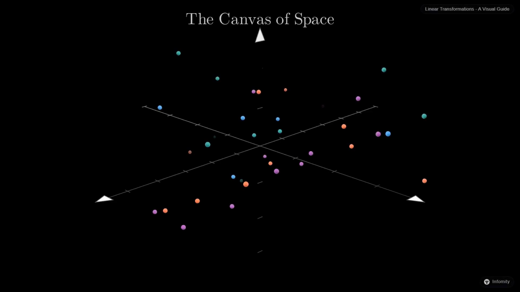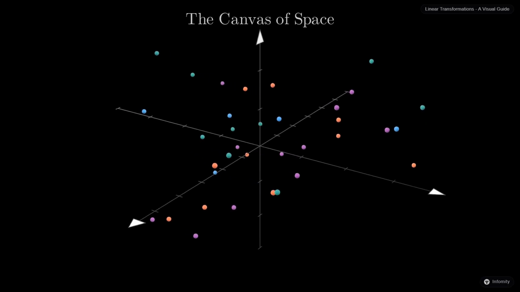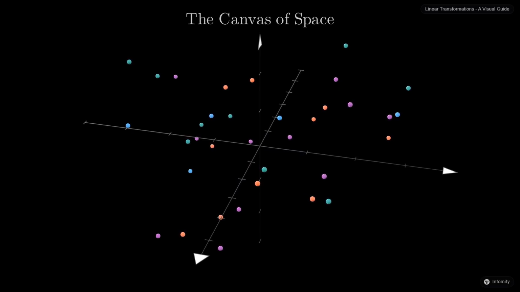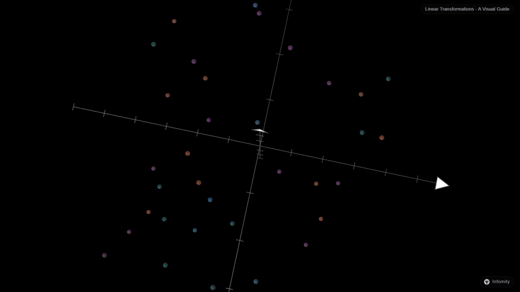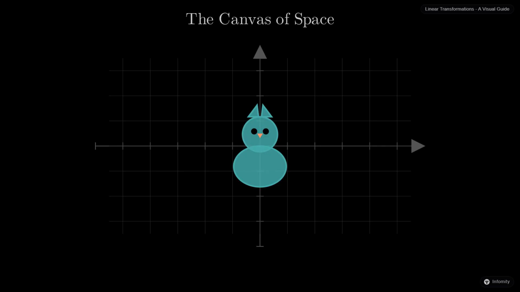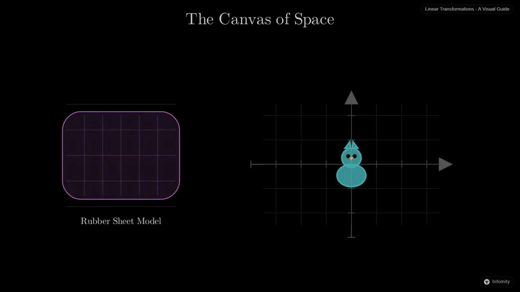Hello, space explorers. Have you ever wondered how a computer vision system recognizes a face or how a graphics engine rotates a character? Under the hood, these systems are constantly deforming space. To see how, imagine our coordinate plane is drawn on a highly flexible rubber sheet. This sheet is our canvas, and we are about to stretch it from the edges.